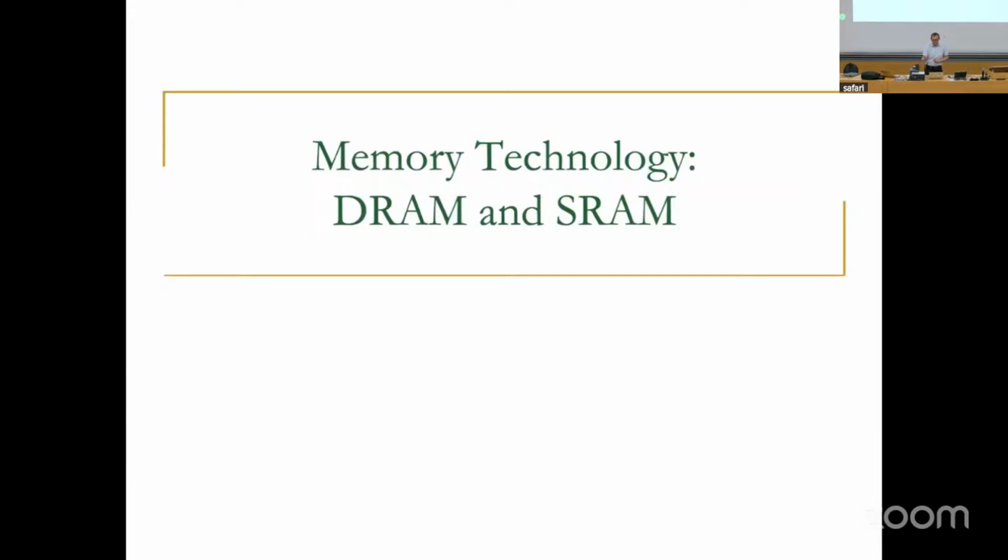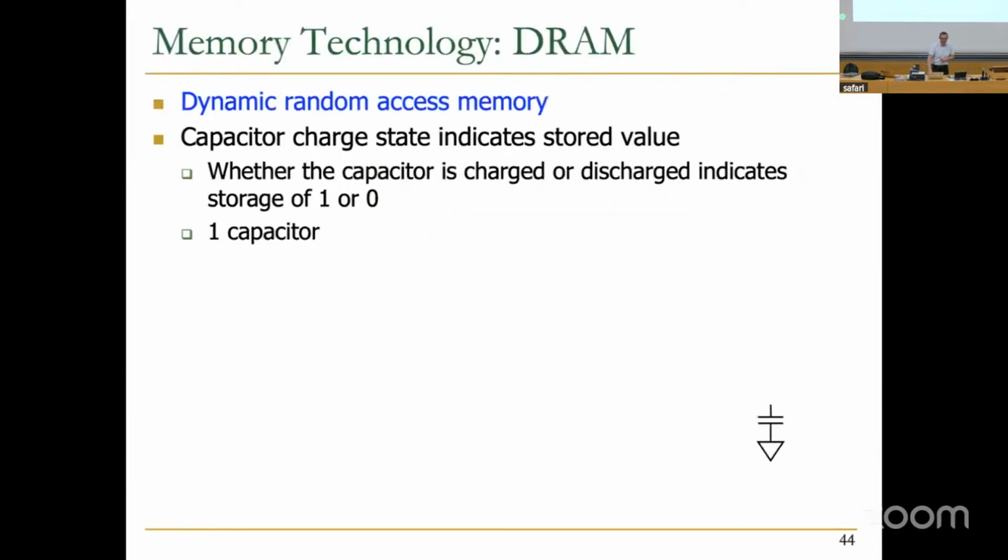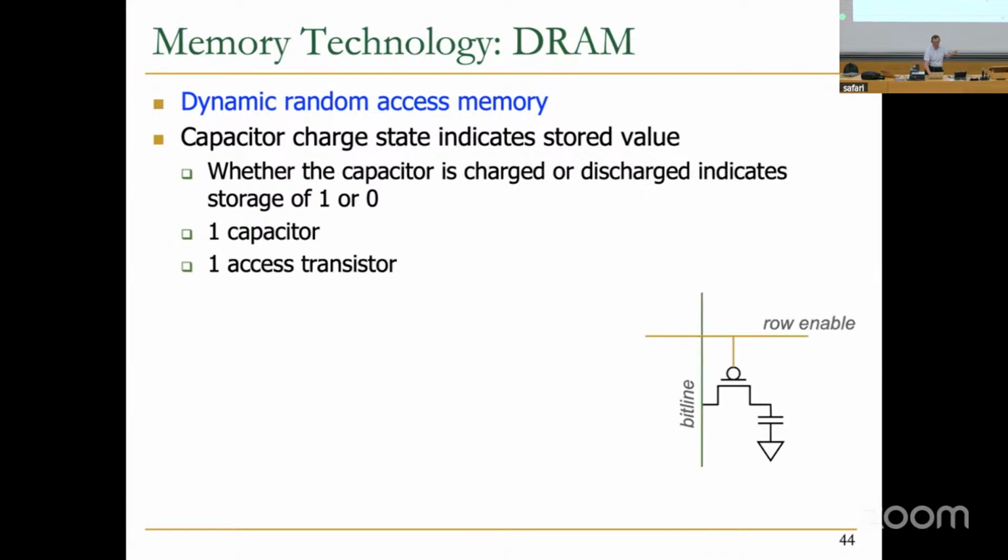Okay, now I'll move to memory technology. Although we have been talking about memory technology, let's talk about DRAM a little bit more. Now you know DRAM a lot. I'll go through this relatively quickly. It's dynamic. Capacitor charge state indicates the stored value. Whether the capacitor is charged or discharged indicates storage of 1 or 0. So you have one capacitor. That's why this is very dense. That's why many memories are built this way. And you need an access transistor to access that capacitor so that you can connect the capacitor to the bit line and then sense it. And the row enable or word line enables that access transistor. And you know exactly how this operates now.